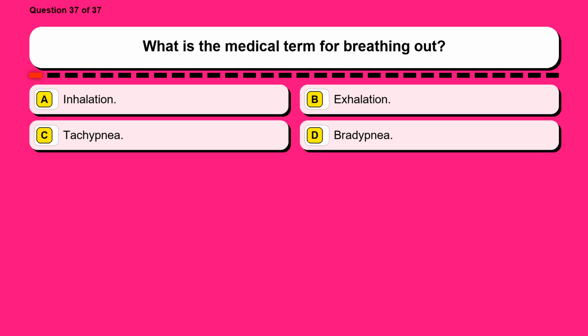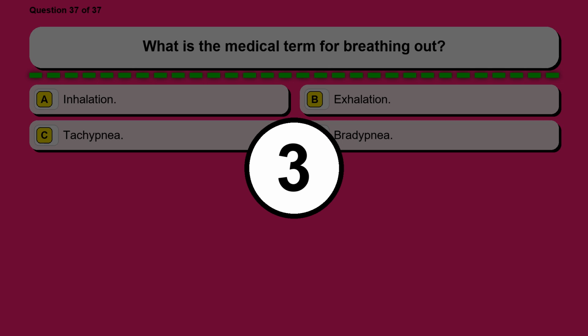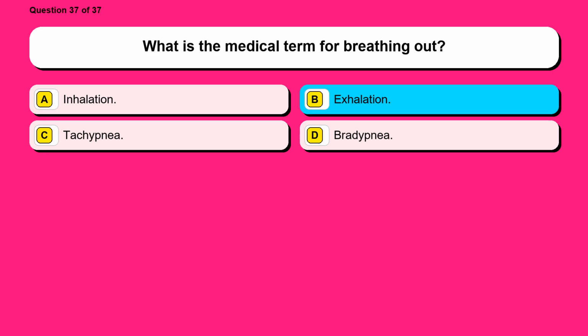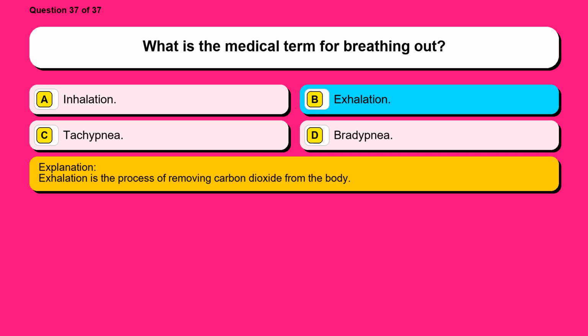Question 37. What is the medical term for breathing out? Option A. Inhalation. Option B. Exhalation. Option C. Tachypnea. Option D. Bradypnea. The correct answer is option B. Exhalation. Exhalation is the process of removing carbon dioxide from the body.